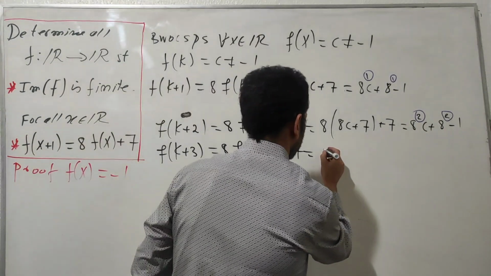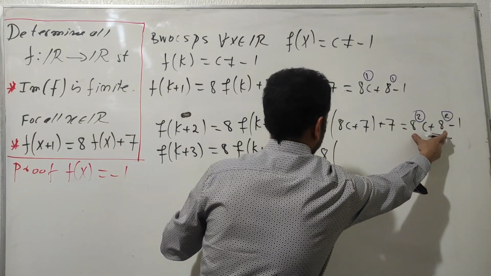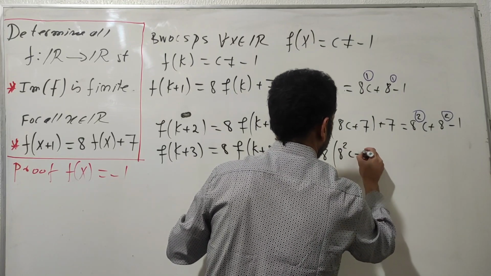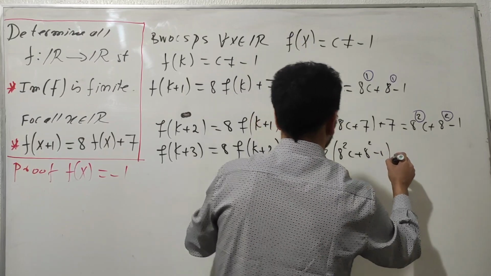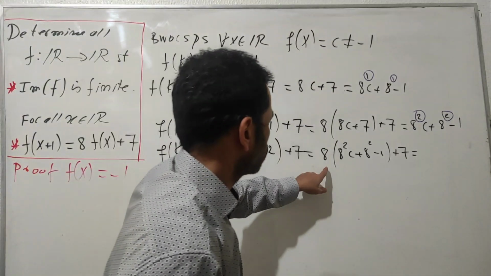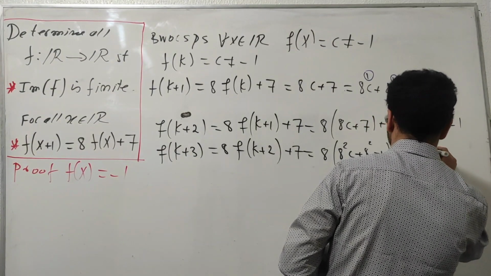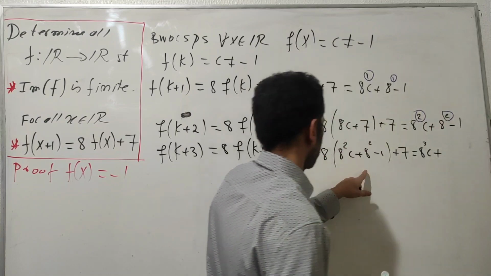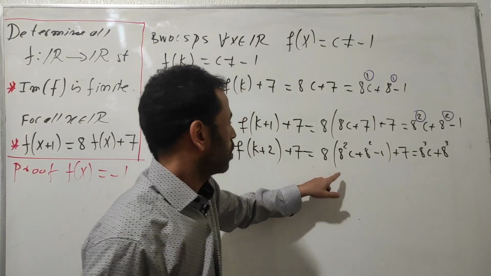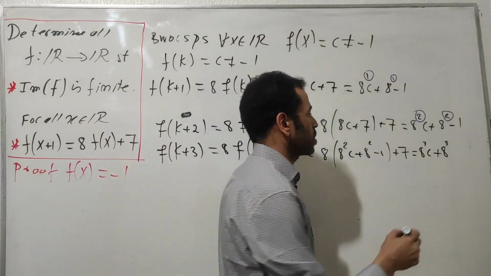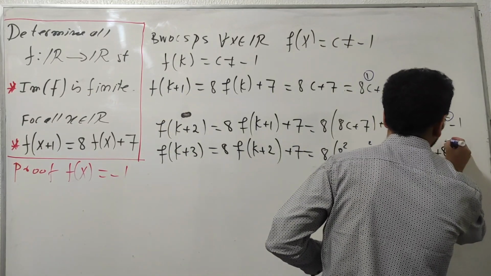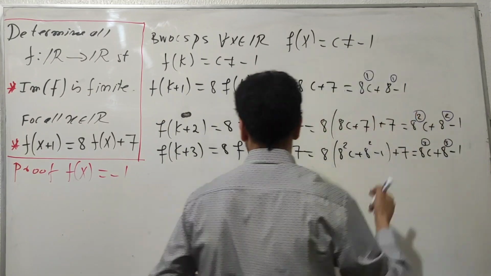So we get 8, replacing this quantity here, so we get h square c plus h square minus number 1 plus 7. Okay, doing the same thing here. So I get 8 cubed c, this one you get 8 cubed minus 8 plus 7, which is minus number 1. Okay, it's more clear. We get the exponent 3 as well as this one, minus number 1 everywhere, and then number 3 here.